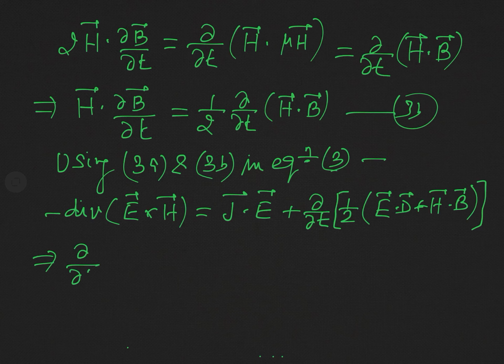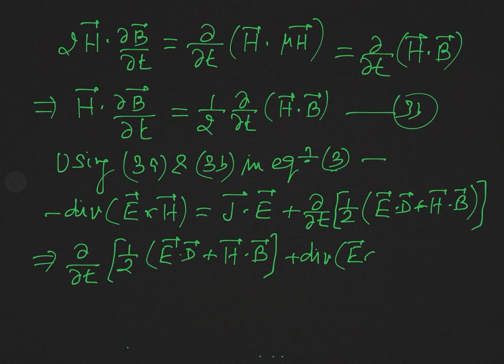Or this equation may be written as del/del t of 1 over 2 (E dot D plus H dot B) and plus divergence of E cross H. I have just written this divergence of H in this side, and so that will be equal to what?